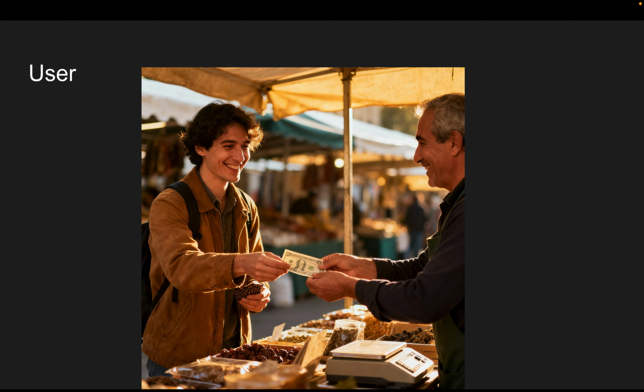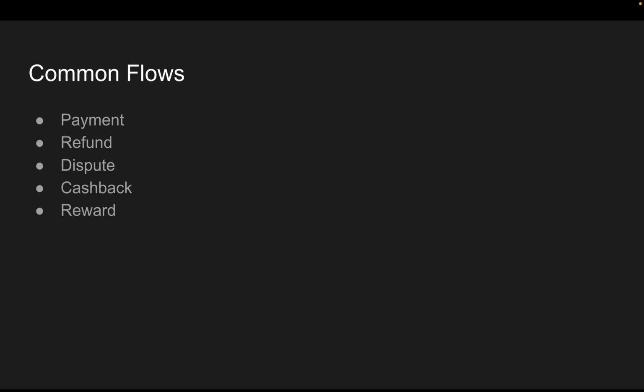Today I'm just going to explain the very high-level flows that can happen between a customer and a merchant. These are the very common flows that can happen between a merchant and a user. The first is the payment. When you buy something, you pay something to the merchant. That is a payment, right?